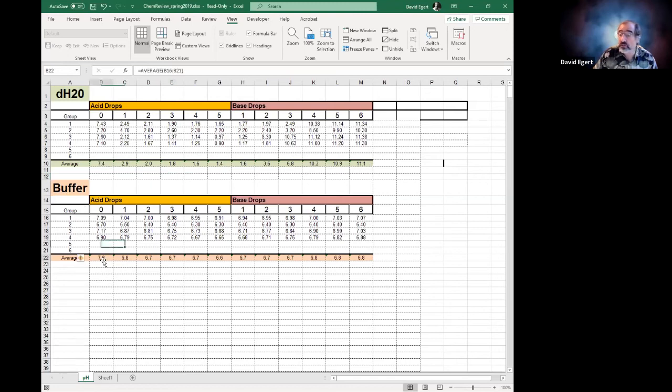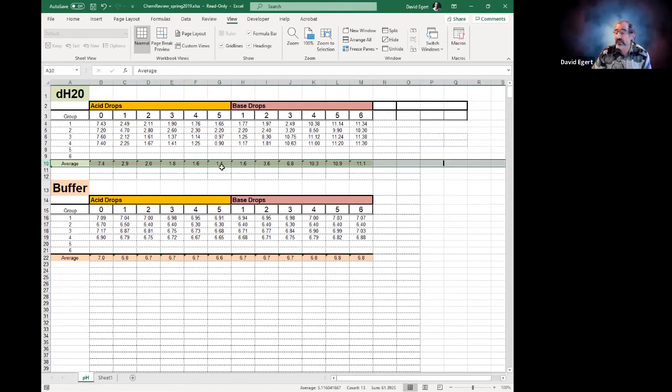With the buffer, it started at 7. The lowest it ever got was 6.6, and it got back up. So the total range was about 0.4. For this one, the total range was between 1.5 and 11, so almost 10.